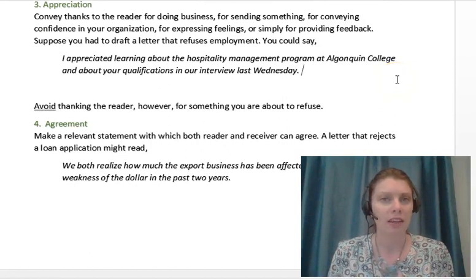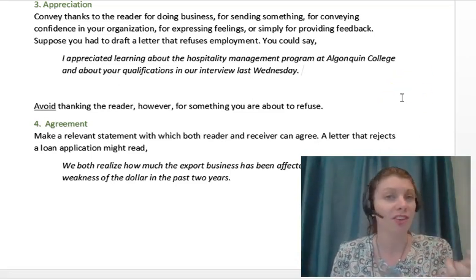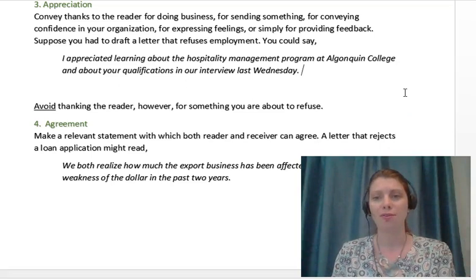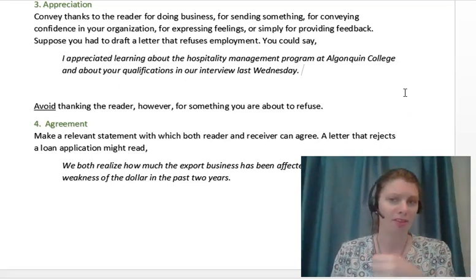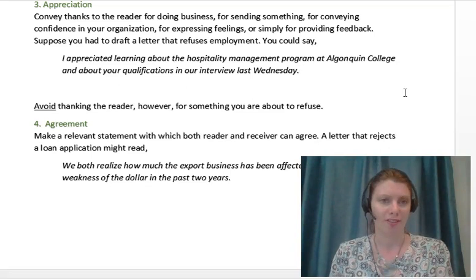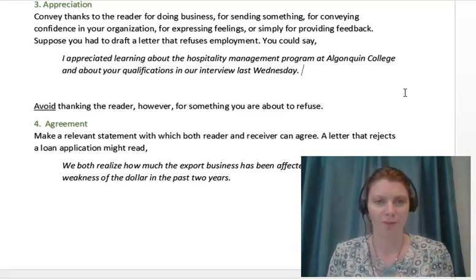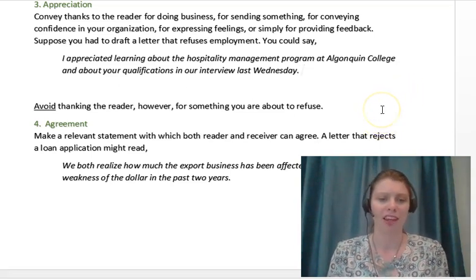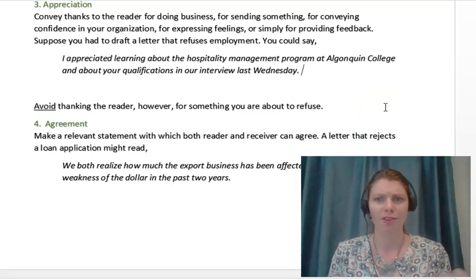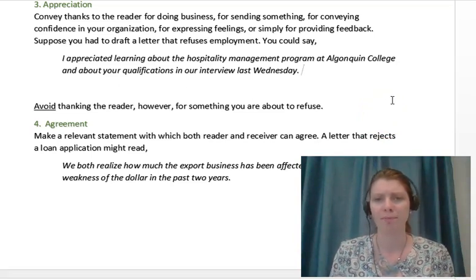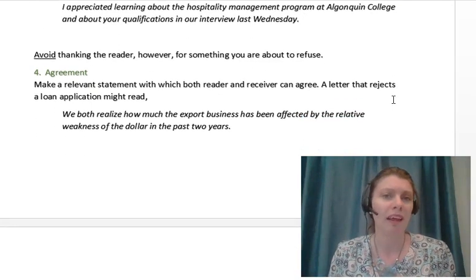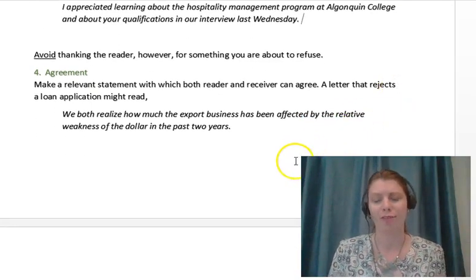Avoid thanking your reader for something that you're about to refuse, okay? So in this appreciation section, it's really hard not to say thank you for sending your feedback, or thank you for expressing your feelings, or thank you for telling me about yourself in the interview. Avoid doing that because you're about to refuse something and people might misinterpret or misunderstand what you're really trying to say when you thank them and then refuse them. So you can still be polite and nice and gentle, but just be very careful about thanking people when you're going to refuse something.